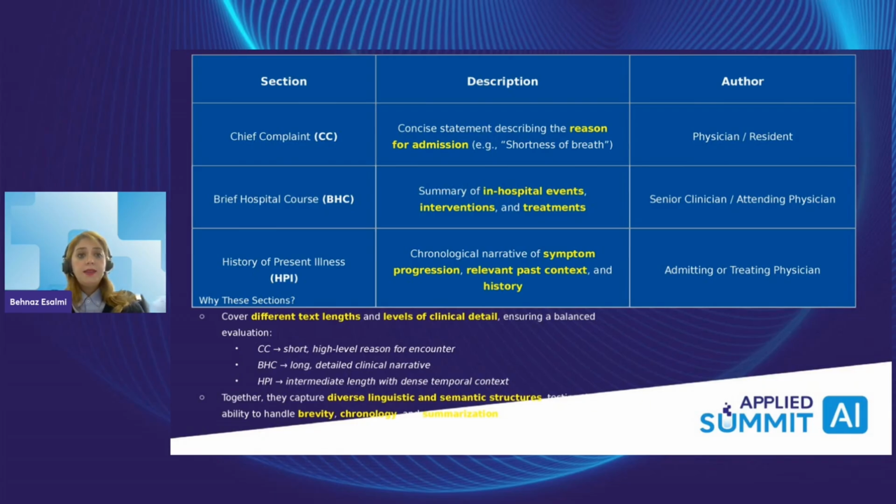It's good to know that discharge summaries have several sections, and here we just focus on three sections, including chief complaint, that we call CC, brief hospital course, BHC, and history of present illness, HPI. Together, these sections span different lengths and complexities, allowing us to test model performance across both concise and richly detailed clinical narratives.